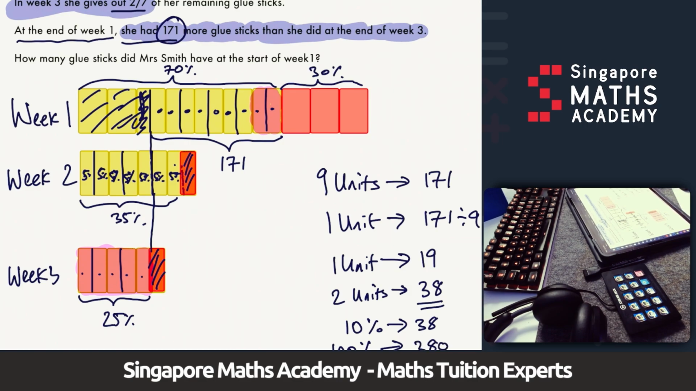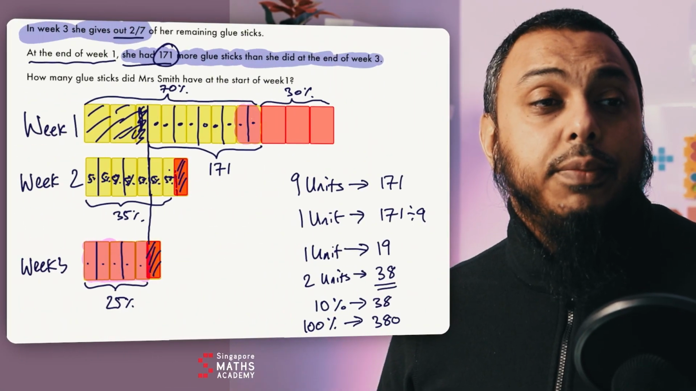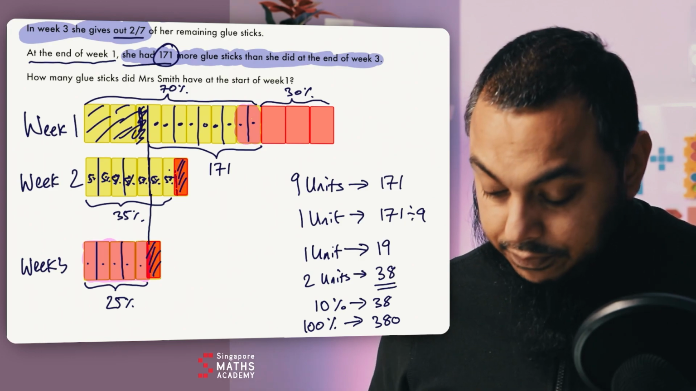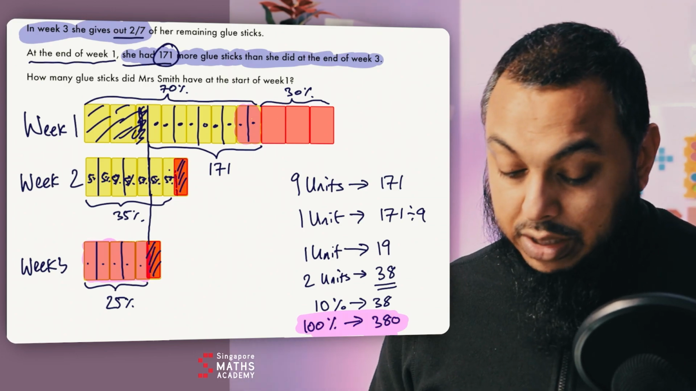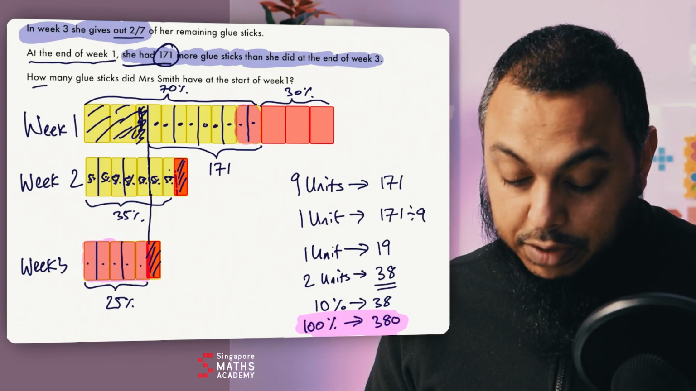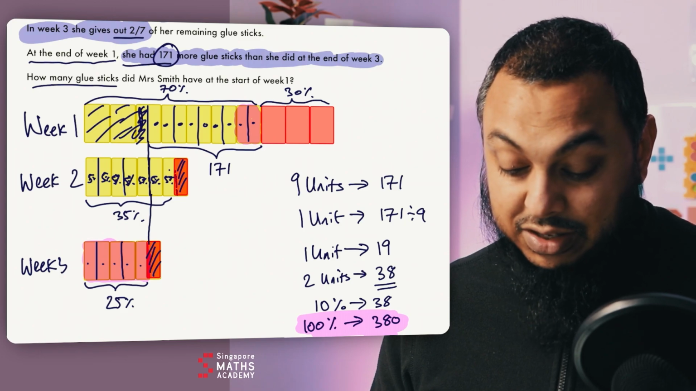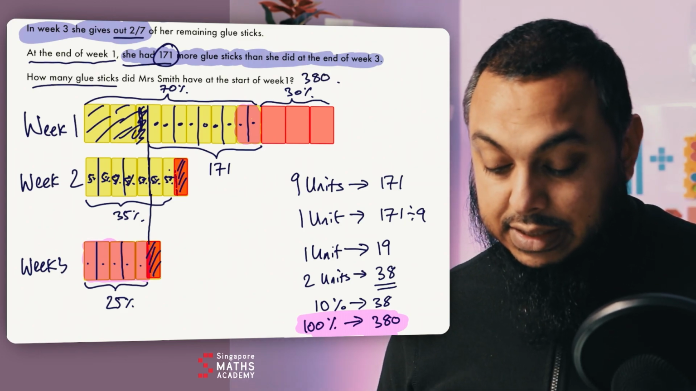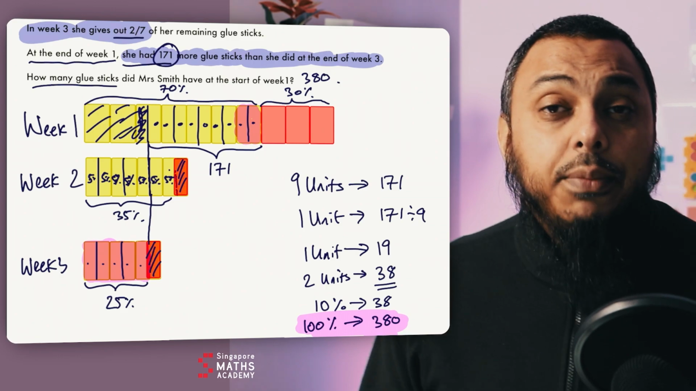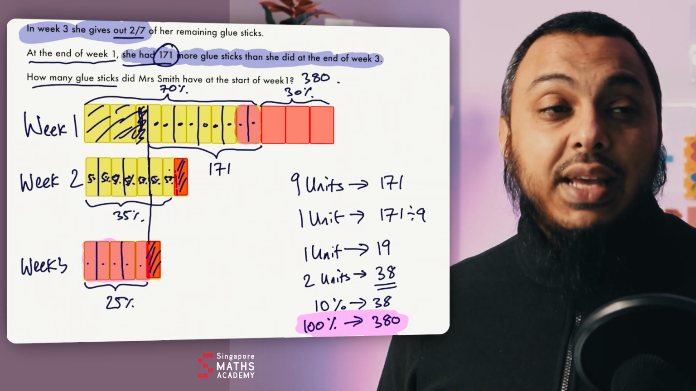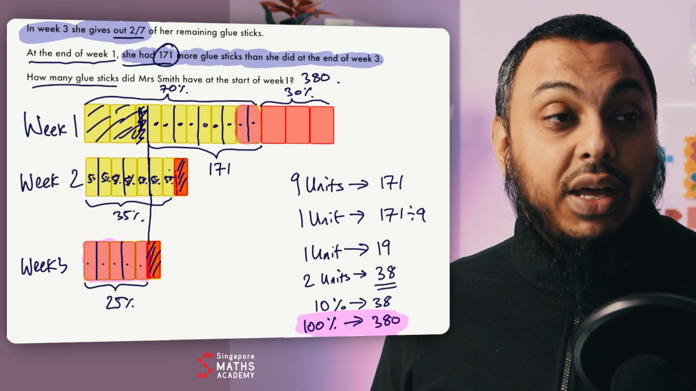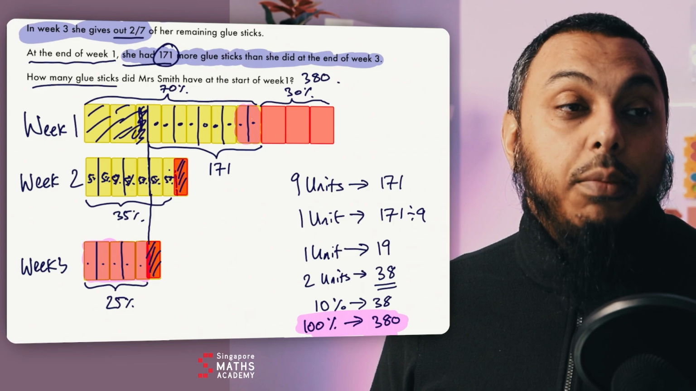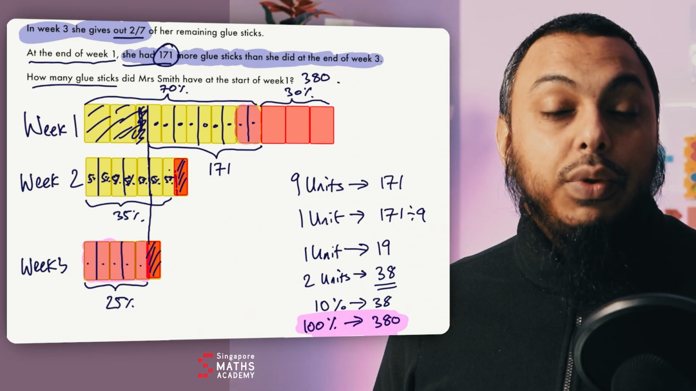There are different ways we can end that, but that's one way we can think of to solve this problem. So our final answer is 100% is 380, and therefore we can work out how many glue sticks Mrs. Smith had at the start of the week. She had 380. And then if you have some time, you can work backwards. 380 take away 30%, that's how much she had at the end of week 1. Work out how much she had at the end of week 2, which is half of that, and then work out how much she has at the end of week 3 and so forth.